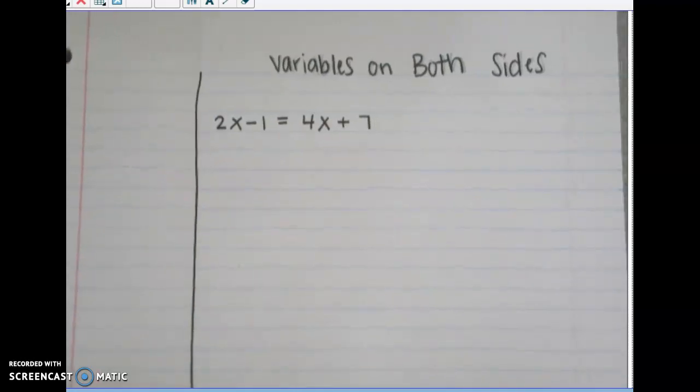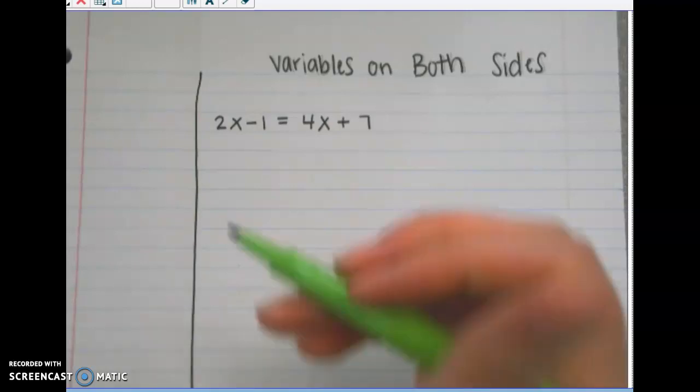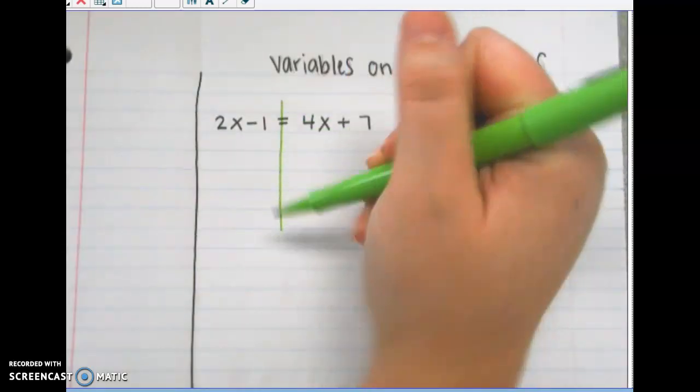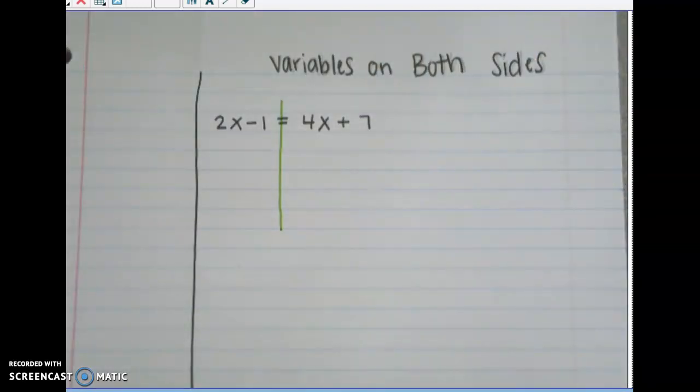Hi guys, today we're going to talk about solving equations with variables on both sides. So if you want to write this problem down before we start solving it, we're going to solve this one completely together. So similar to solving an equation with variables on one side, I'm going to actually split the equal sign so that I can visually see the two sides.